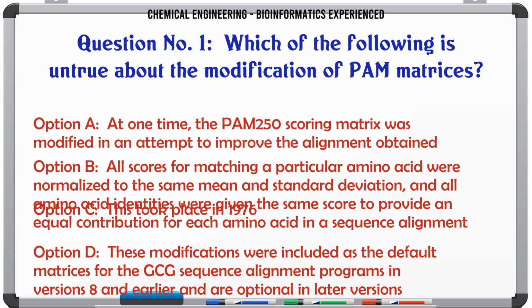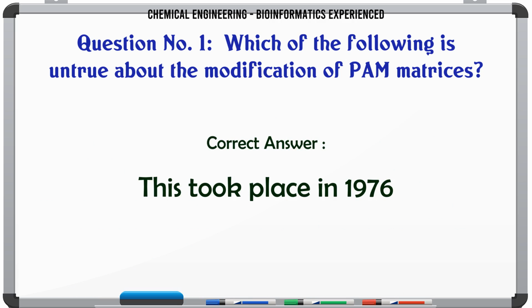D. These modifications were included as the default matrices for the GCG sequence alignment programs in versions 8 and earlier, and are optional in later versions. The correct answer is: this took place in 1976.